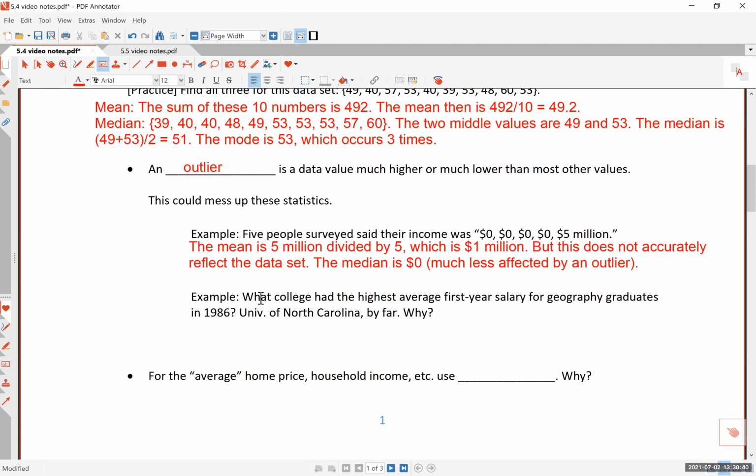Okay, and so they also did this by college, and they found out when they did the study, there's one university which had a very high average first-year salary for people who graduated with a major in geography. It was the University of North Carolina at Chapel Hill. Now that's a good school, okay? So you say, well, that's a great school. I didn't know that they were really good in geography. In fact, their average first-year salary for geography majors was by far number 1. I mean, way better than everybody else.